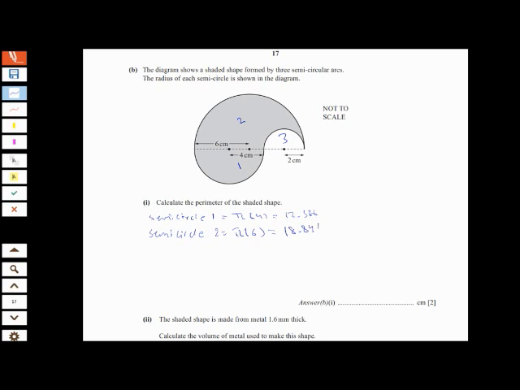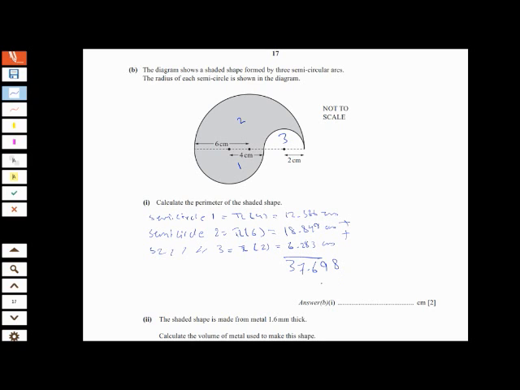And then for semicircle 3, same thing, pi times r, which is 2, 6.283 centimeters. Now you have all the perimeters. Add them all together, this plus this plus this, and you will get in the end 37.698. Round that, 37.7.